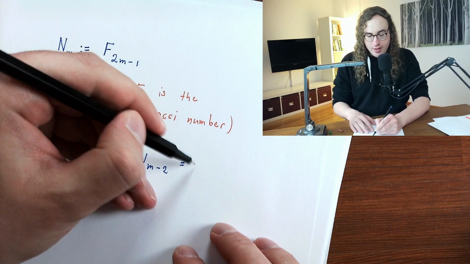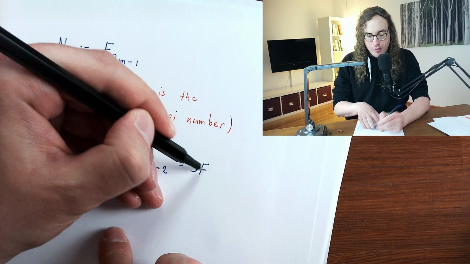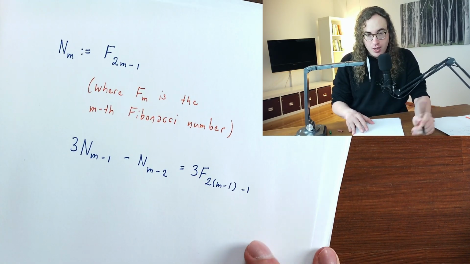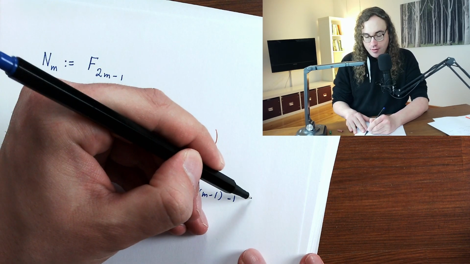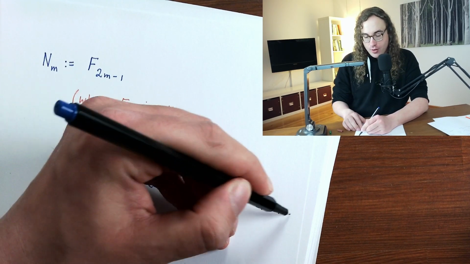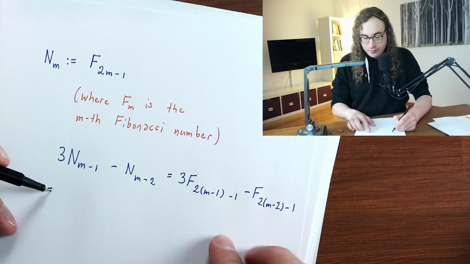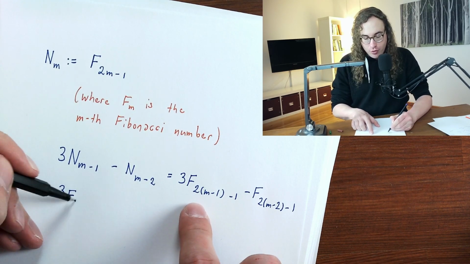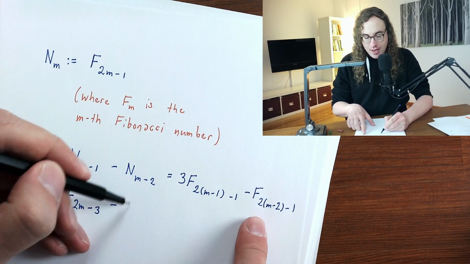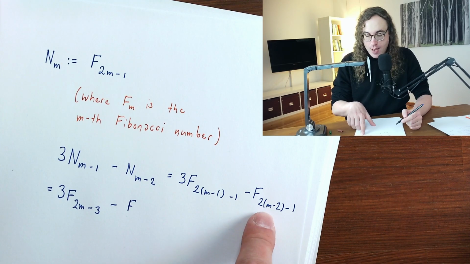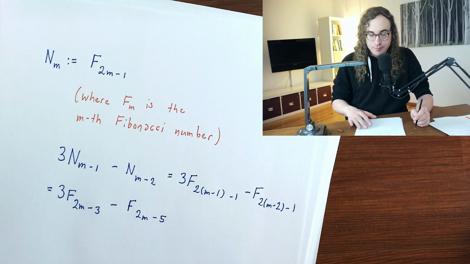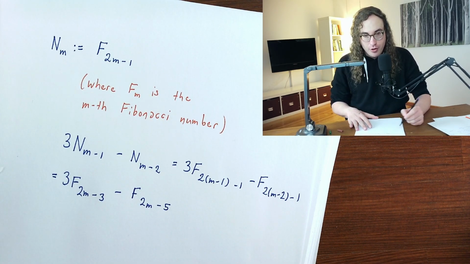And I get that this is 3 times the Fibonacci number 2m minus 1 minus 1. I'm just plugging in, minus the Fibonacci number 2m minus 2 minus 1. Okay, and now I need to unravel what these are. So this is 3 times f of 2m minus 2 minus 1, so minus 3, minus f, and I get 2m minus 4 minus 1, so I get 2m minus 5. Okay, so this is the first useful identity.